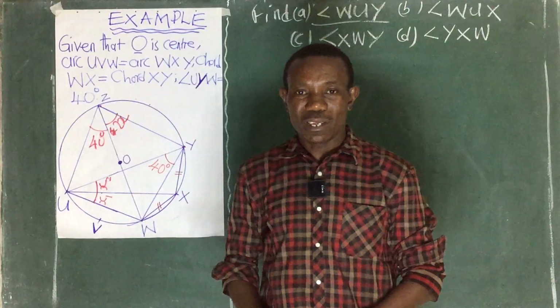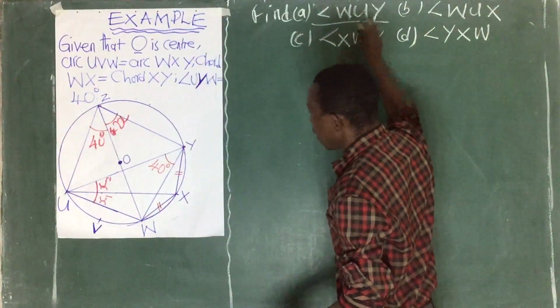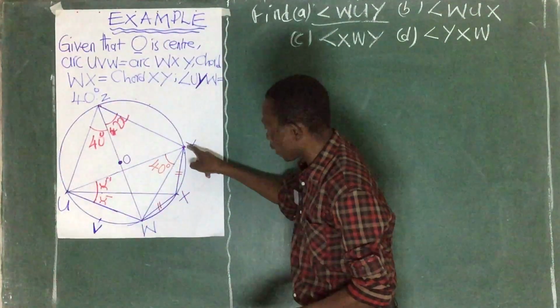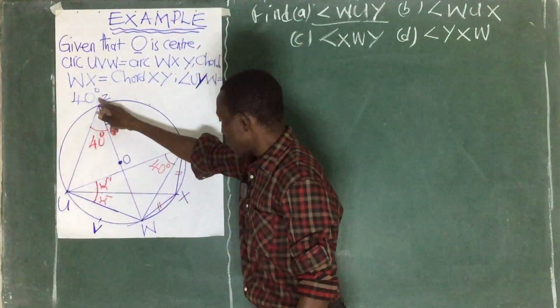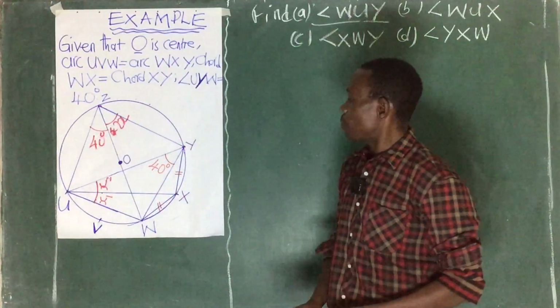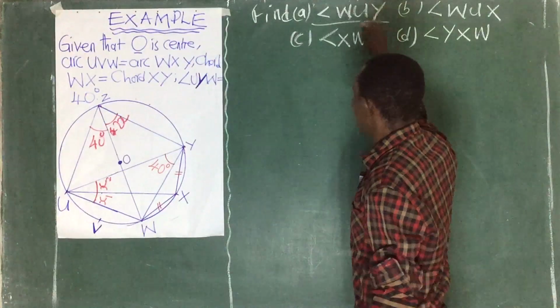Right. So what it means here, angle WUY from this discussion, angle WUY is equal to angle UZW, which is 40 degrees. Reason: angles subtended by the same arc. Right. So that angle should be 40 degrees.